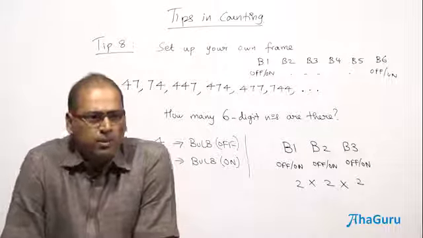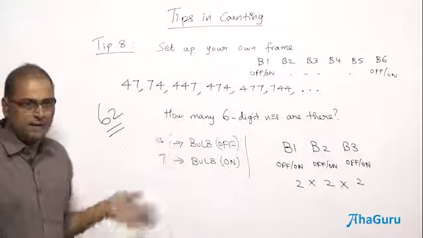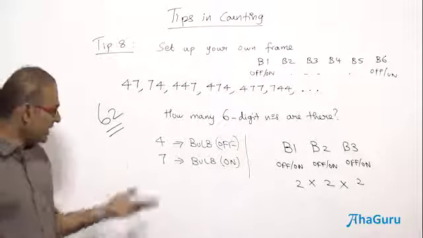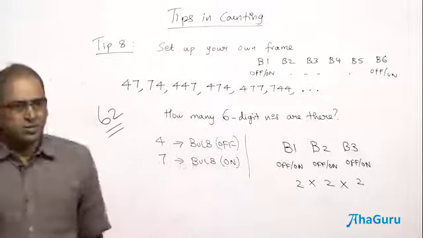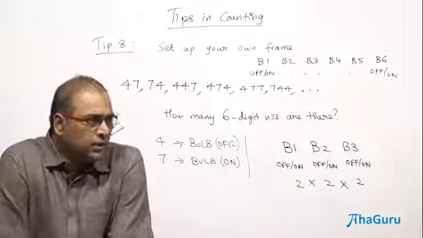So suppose the problem is, instead of 4 and 7, I have 3 and 8. Story is same. Or you can even change the code, 4 for on and 7 for off. Only thing is you have to take a frame and do the problem.